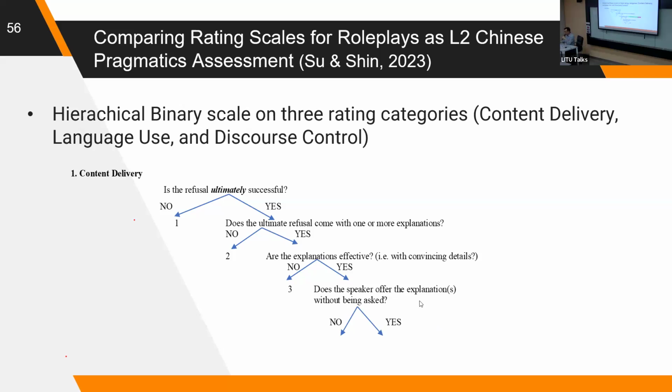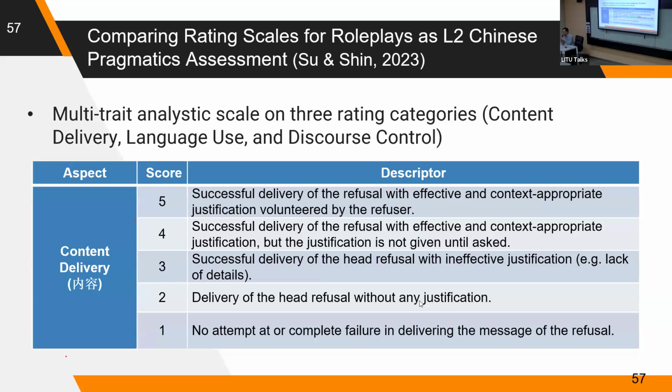But we also tried a different rating scale, which is very conventional, a typical analytic scale on 3 rating categories. And this is the rating rubric they receive. We have criteria, with content delivery as an aspect, and the score ranges from 5 to 1. And then we have a descriptor for each score. They observe the role play, and then they give a score according to these descriptors.